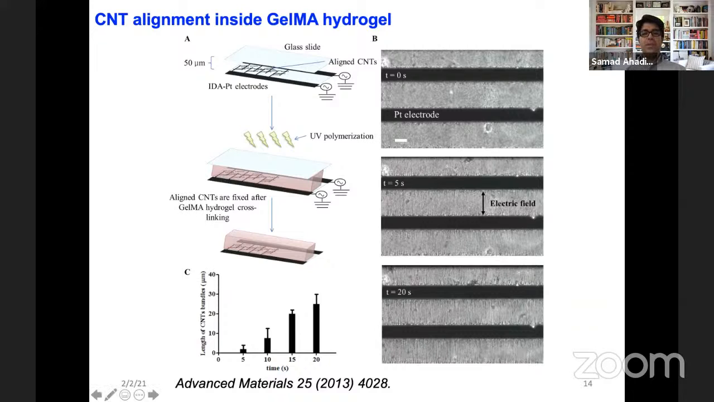And the reason is that this AC electric field induced polarity for the CNTs, and because of that, they just got aligned in the direction of the electric field. So after getting the aligned CNT inside of the GelMA hydrogels, we polymerized the GelMA hydrogel, and we fixed the position of the CNT inside of the GelMA hydrogels. And as you can see, we quantified the length of the CNT bundles inside of the GelMA pre-polymer. And as I mentioned earlier, this CNT alignment was happening in less than 1 minute.